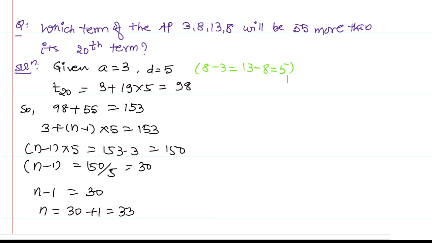20th term, T20 is equal to, it will be how much? A plus 19D. n minus 1 into D, that is 20 minus 1, is equal to 19D. So directly I can substitute the value. It's A, 3, plus 19 into 5, which is equal to how much? 95 plus 3, that is 98.